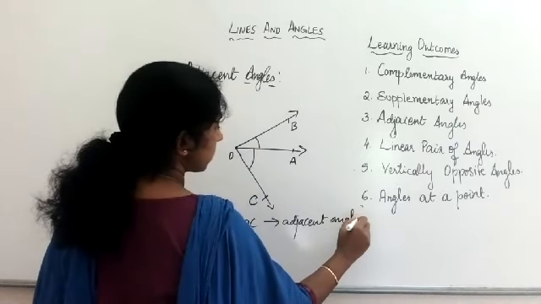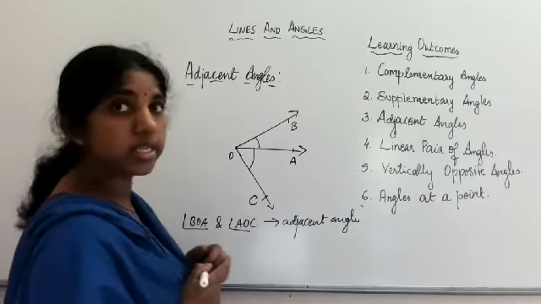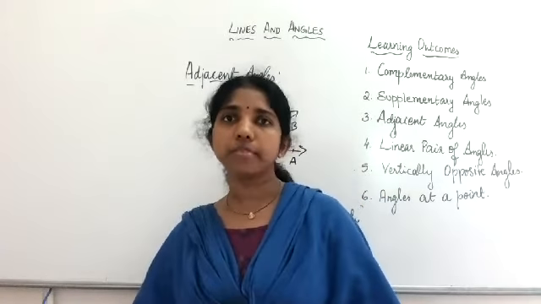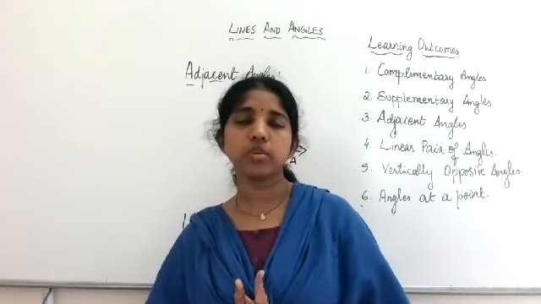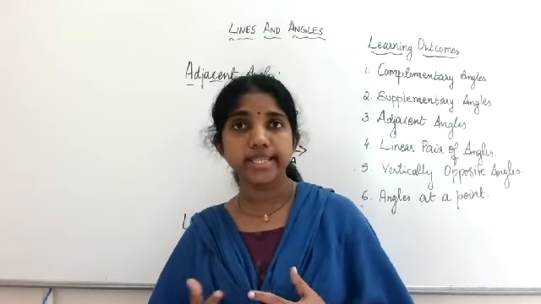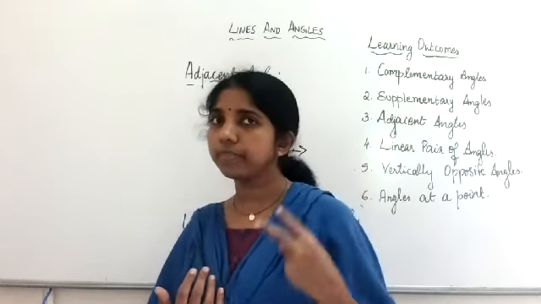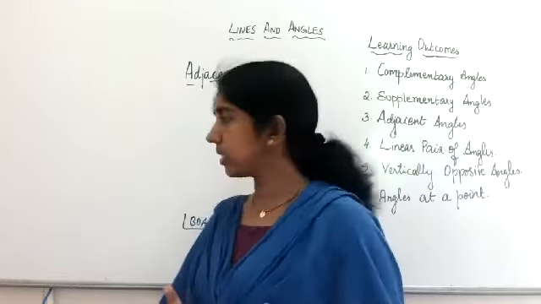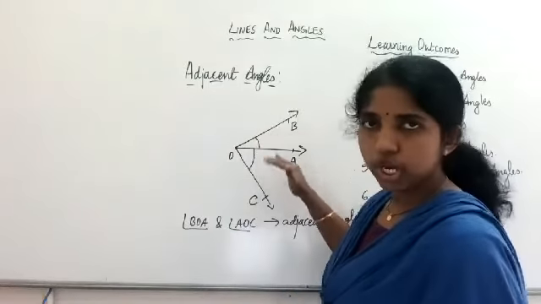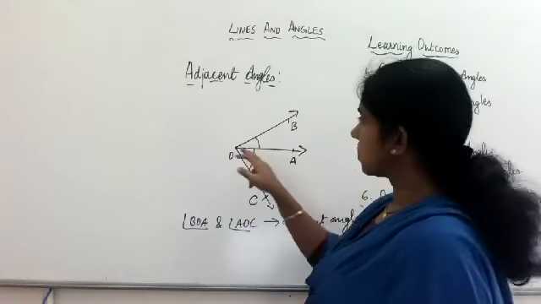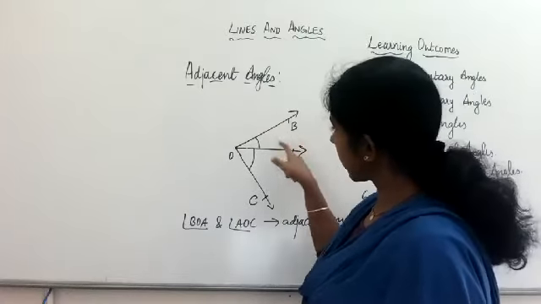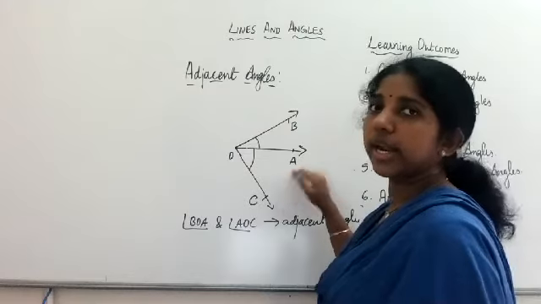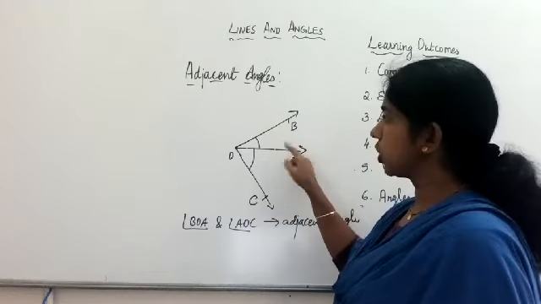So what does it mean? Adjacent angles means two angles having a common arm or common ray. So if two angles have a common arm, then those two angles are adjacent angles. Now look at this. These two angles have the common arm OA. Yes, OA is a ray which is common to both angles, BOA and AOC. So we can say that these two angles are adjacent to each other, immediately next to each other.